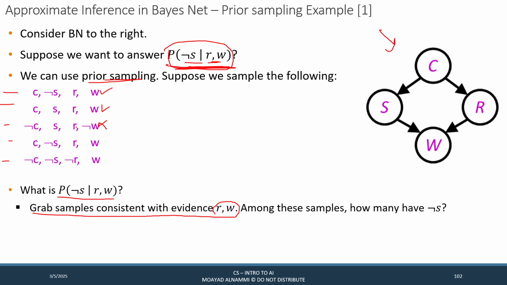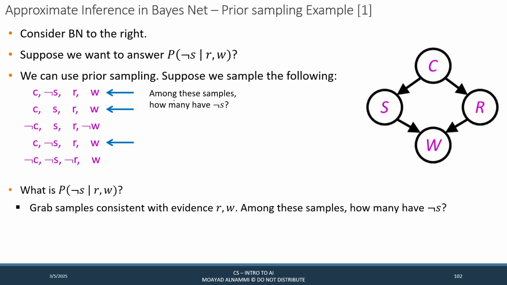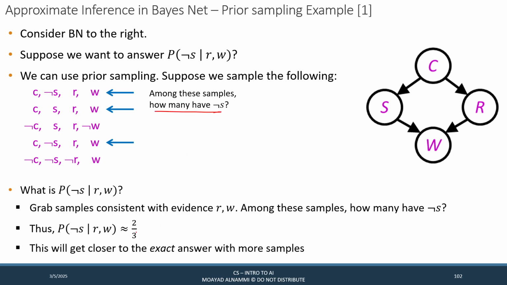This is not a valid sample because it is not consistent with the evidence. This is a valid sample and this is not a valid sample. So I have these 3 samples that are consistent with the evidence. Then among these samples, how many have the not S? Well, this sample has it, this one doesn't, and this one has it as well, right? So among these samples, it is 2 out of 3. And so using approximation, this query is approximated by 2 over 3 using my samples, right?